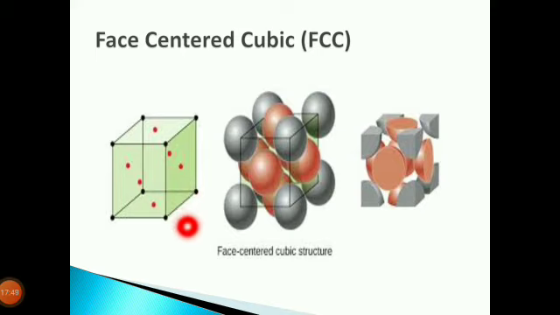This is FCC unit cell in which every corner of the cube is occupied by an atom. So these gray dots represent the corner atoms of the cube and red dots represent the atoms present at the center of each face of FCC unit cell.